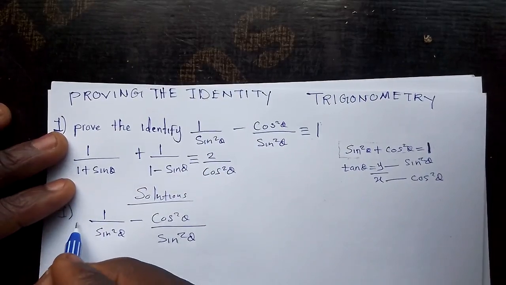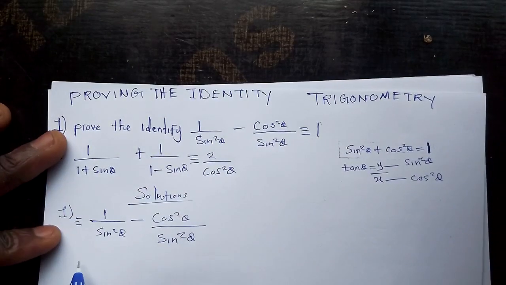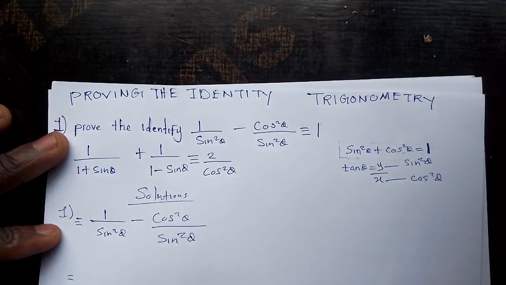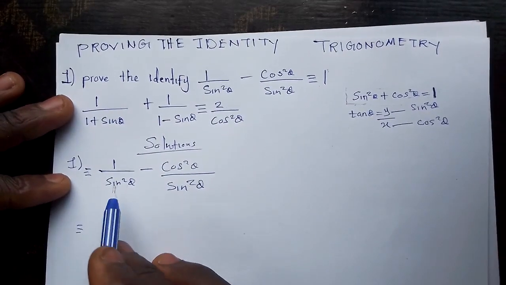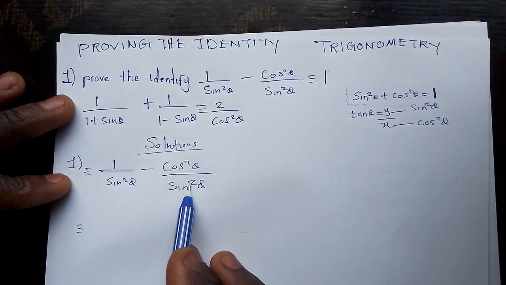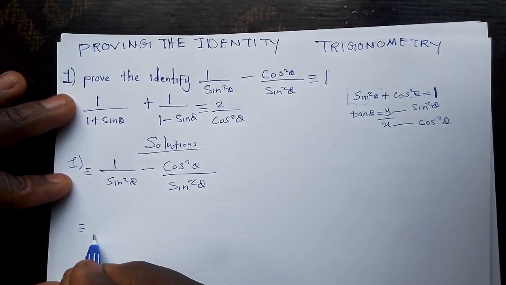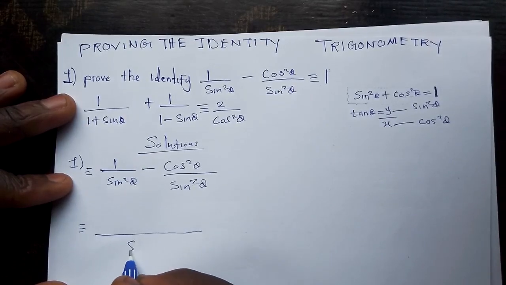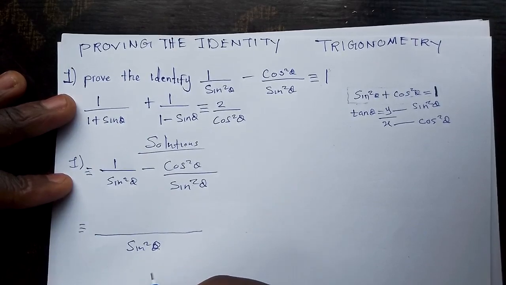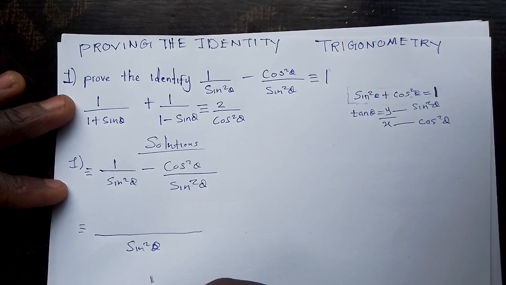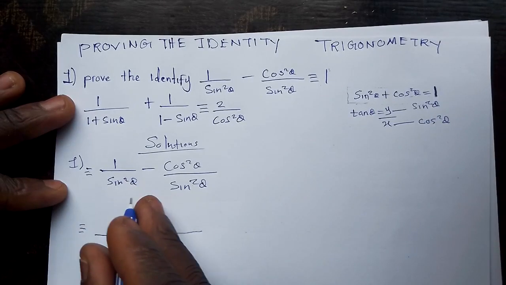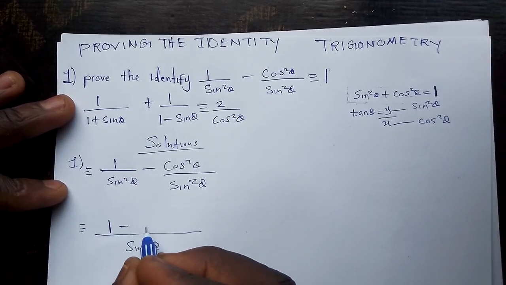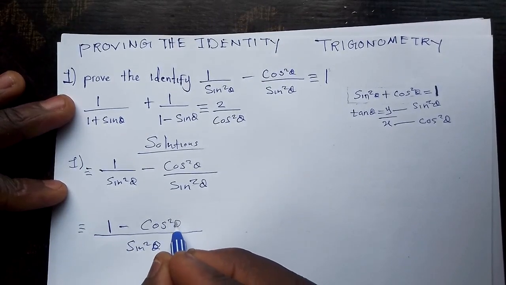So I'm going to work on this side, which is equivalent. The first thing I'm going to look for is the denominator. Since I'm having the same denominators here, I'm just going to pick one, which is sine 2 theta. Then on top, I'm going to subtract, so I'm going to say 1 minus cos 2 theta.